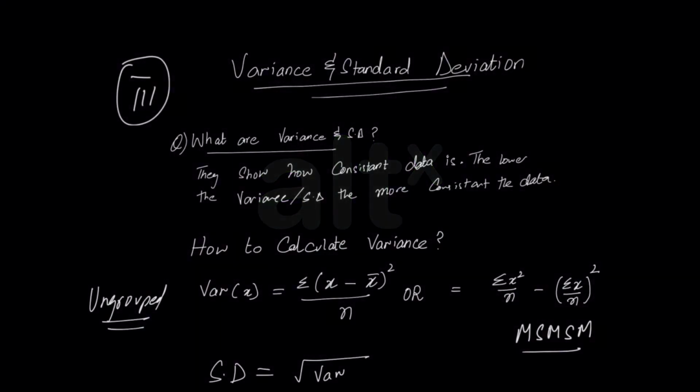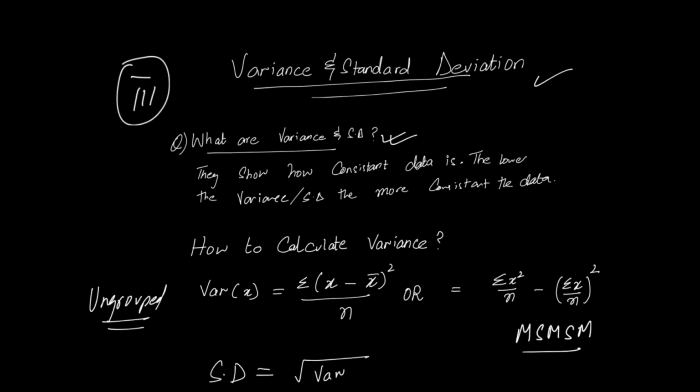Okay, so now let's take a look at variance and standard deviation. So what are they basically? They represent how consistent the data is. The lower the variance or the standard deviation, the more consistent the data is. Consistent data means that it is near each other.